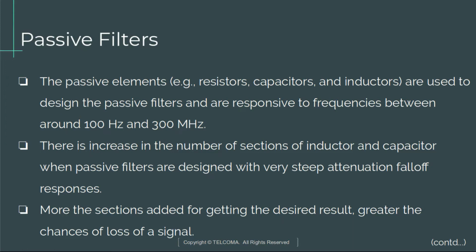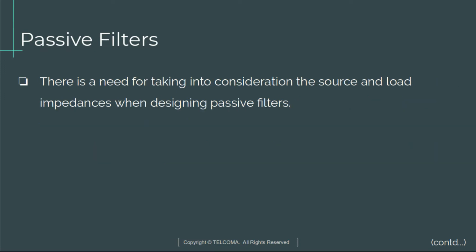Next is passive filters. Passive elements, for example resistors, capacitors, and inductors, are used to design passive filters and are responsive to frequencies between around 100 Hz and 300 MHz. There is an increase in the number of sections of inductor and capacitor when passive filters are designed with very steep attenuation fall-off responses. The more sections added for getting the desired result, the greater the chances of loss of signal. There is a need for taking into consideration the source and load impedances when designing passive filters.